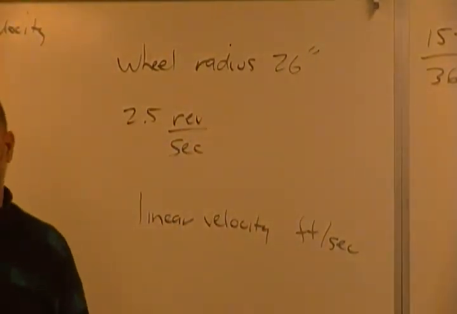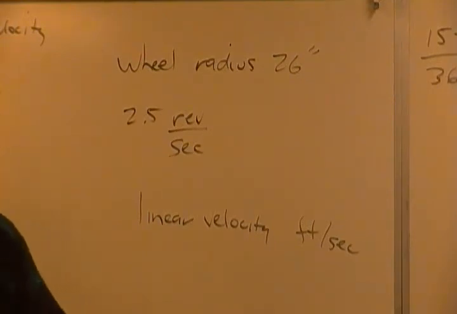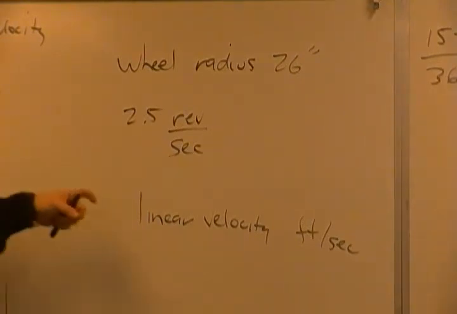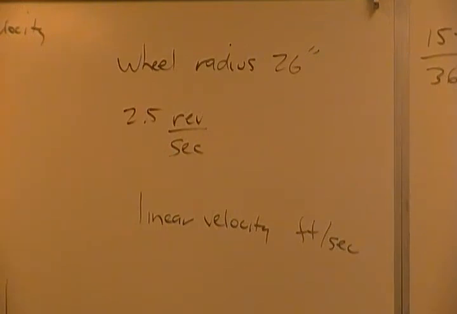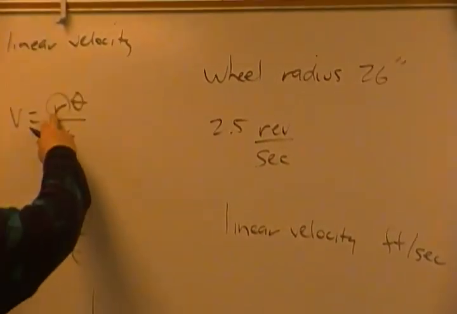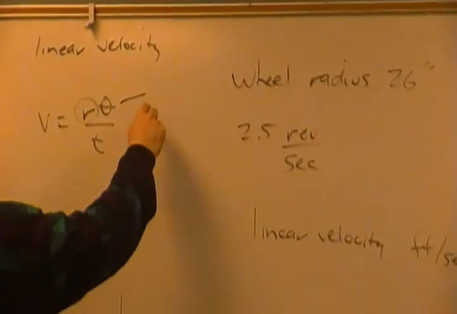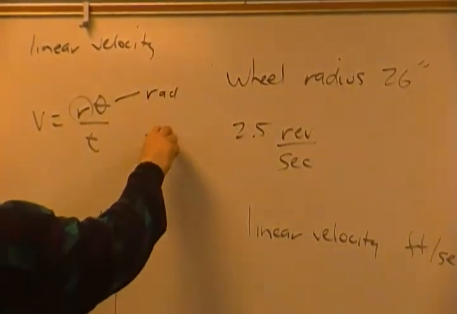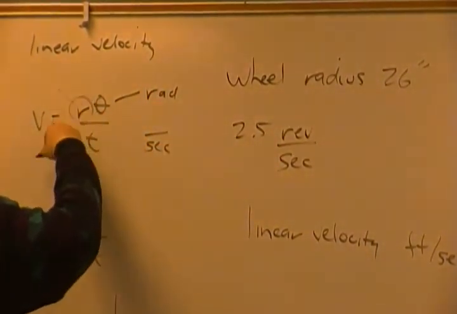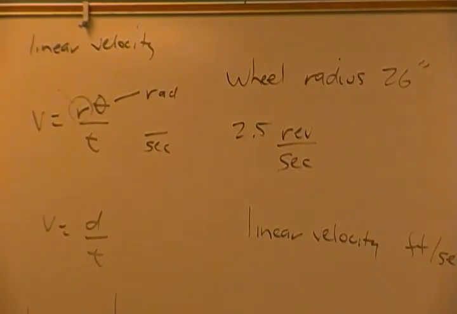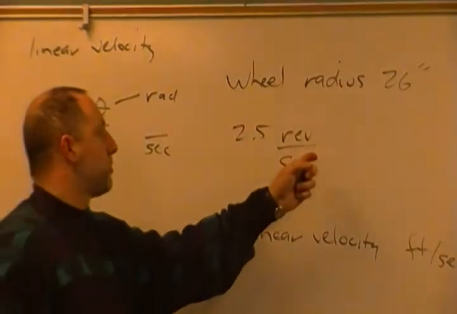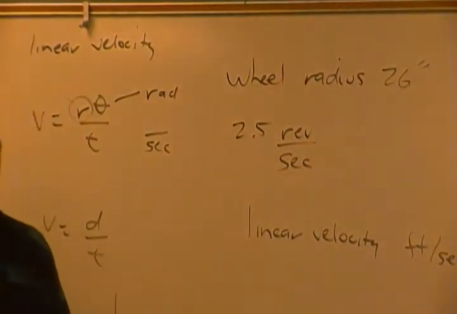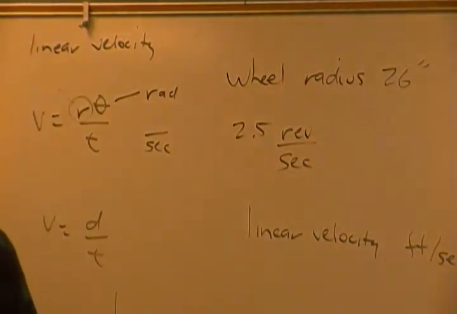Revolution. Revolutions. Okay, so now let's look at our definition. This is a linear velocity problem. So linear velocity, this is in radians per second, and r is measured in whatever linear distance, either feet, inches, meters, whatever. So if I'm going to do this problem, 2.5 revolutions per second, let's convert that into radians per second first.